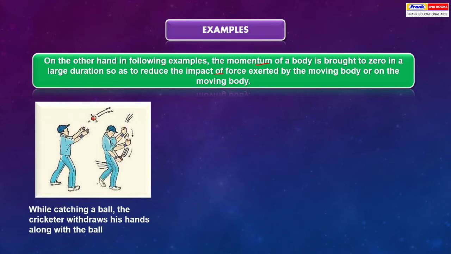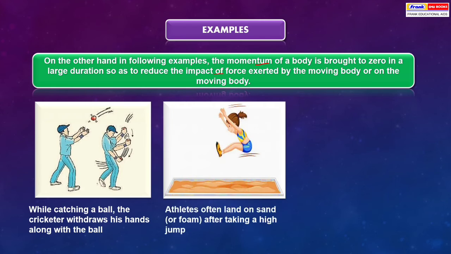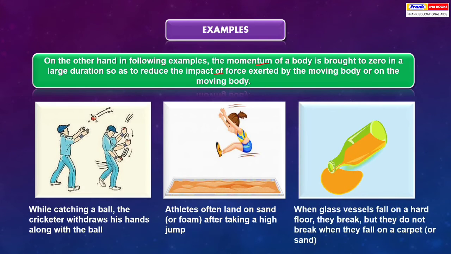For example, while we catch a ball, the cricketer will draw his hands back as long as possible along with the ball in order to avoid any injury. Similarly, athletes often land on sand after a high jump so that they do not harm themselves. Another example, when glass vessels fall on a hard floor, they break, but they do not break when they fall on a carpet because the time duration is basically increased.